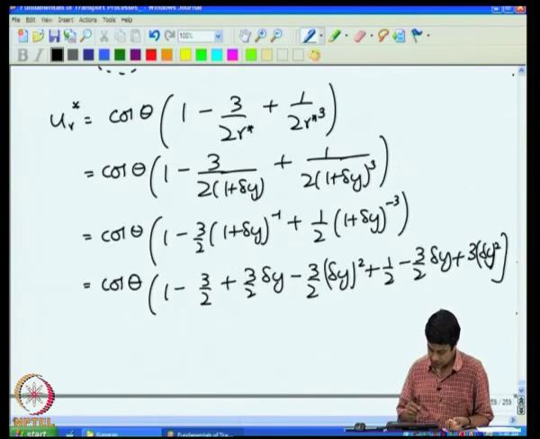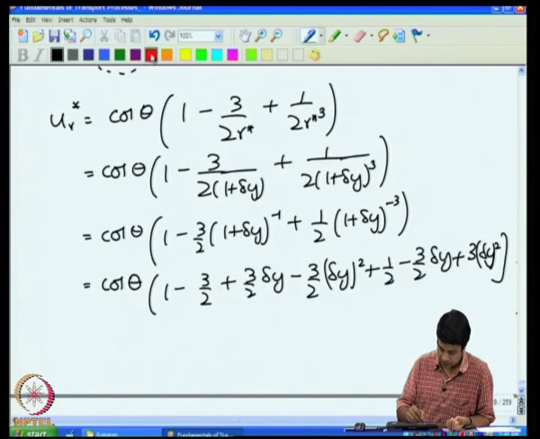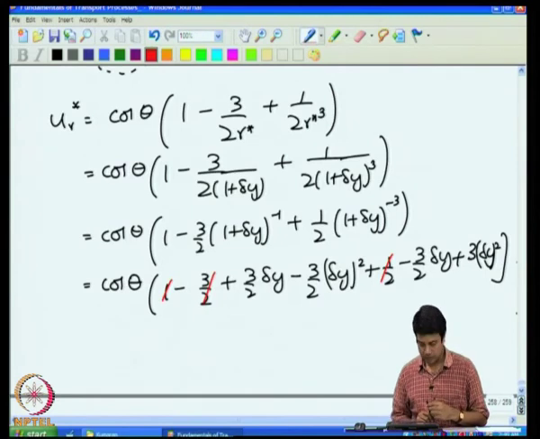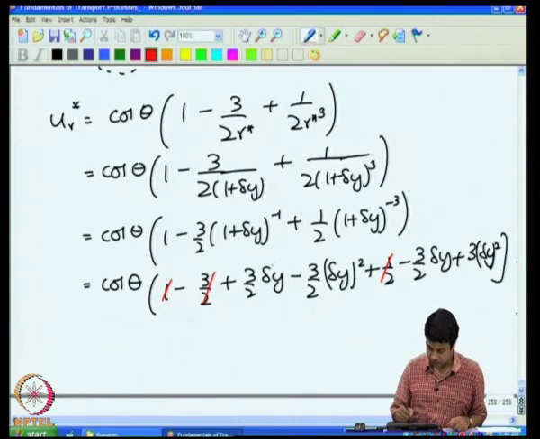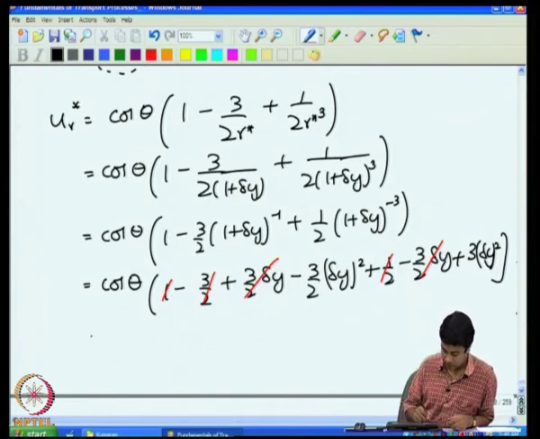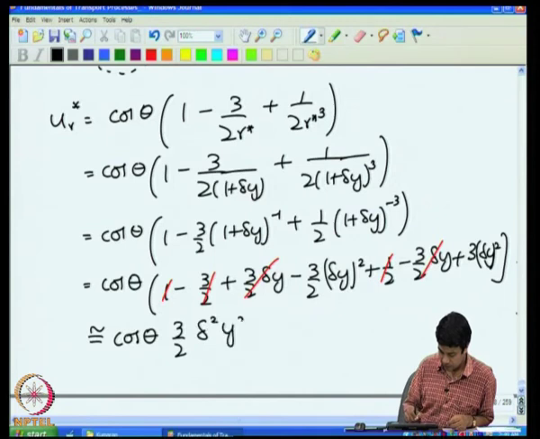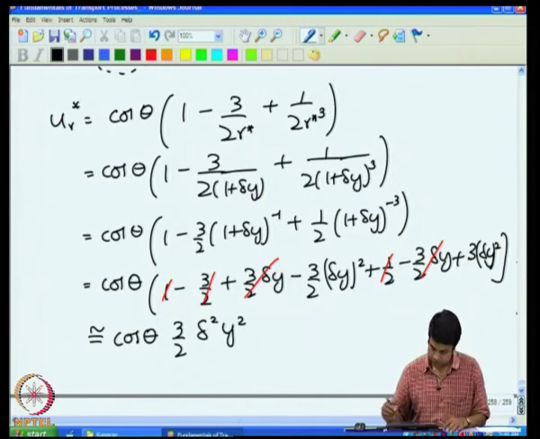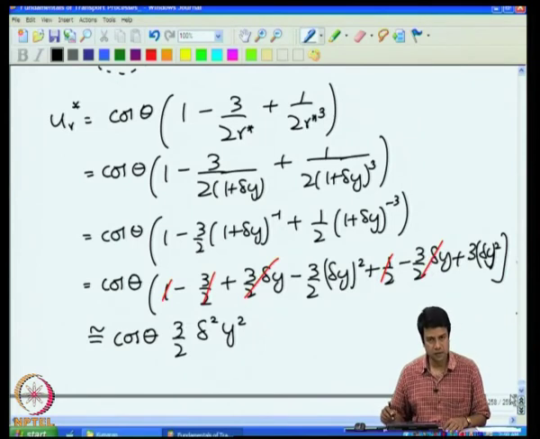And you can see that in this, the leading order terms actually cancel out. I have 1 minus 3 by 2 plus 1 by 2. Those cancel out. The terms proportional to delta also cancel out. I have 3 by 2 delta y minus 3 by 2 delta y. And the first correction that I get is of order delta y the whole square. So, this in this limit is approximately equal to cos theta times 3 by 2 delta square y square. So, the radial velocity goes as delta square times y square, very near the surface.